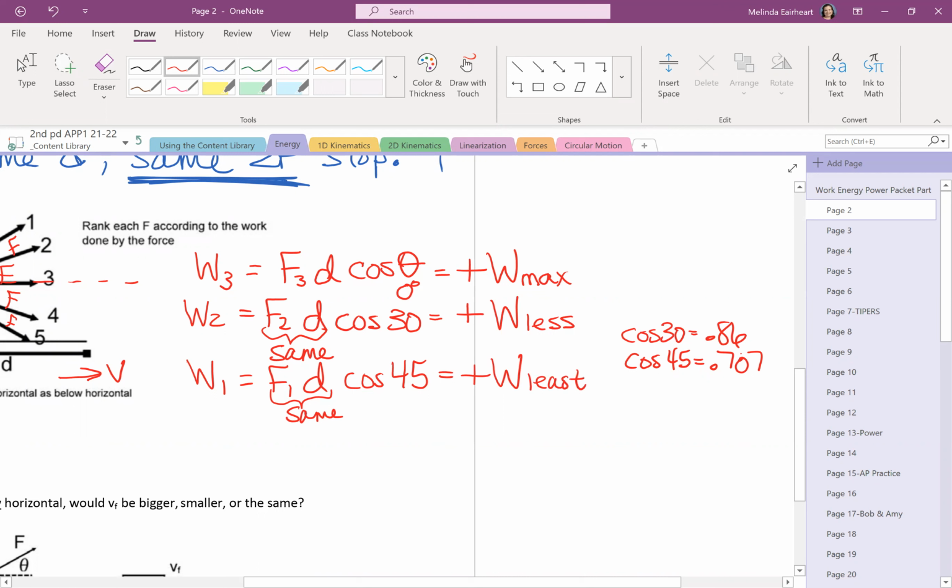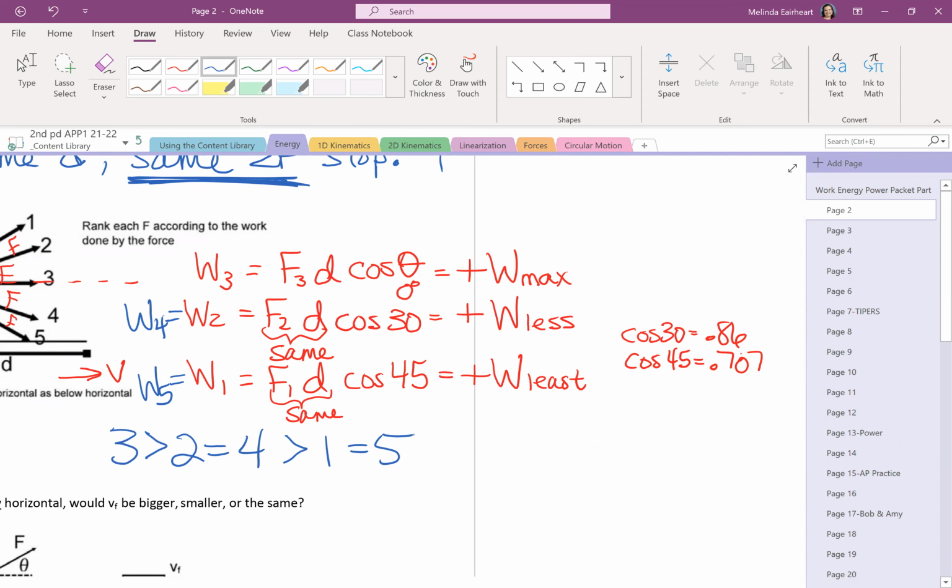Where does 4 and 5 fall? Now it's 30 degrees below, but isn't it still to the right? Isn't it still 30? And so work done by 4 would be equal to the work done by 2. And where does 5 fall? Equal to the 1. And so final ranking, what would we say? 3? There we go. Everybody good on that?